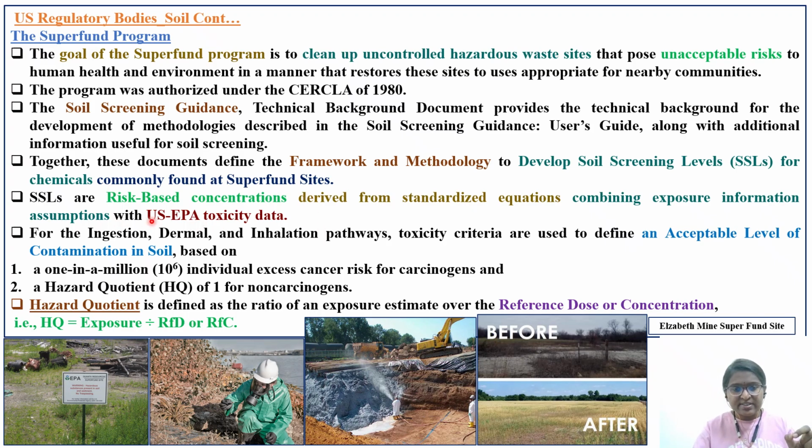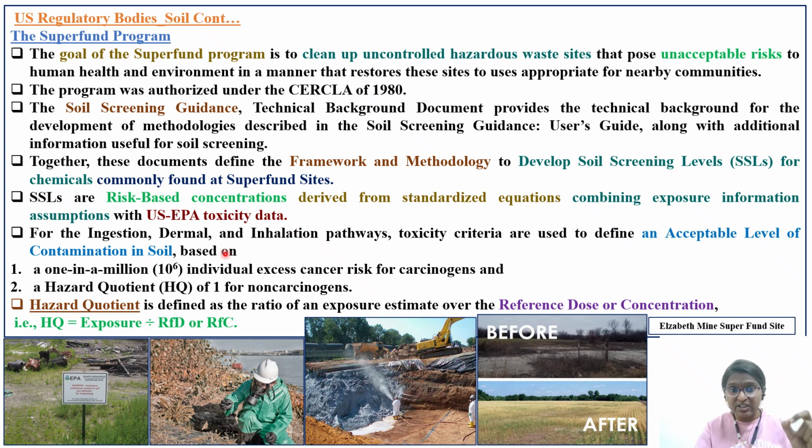SSLs, that is soil screening levels, are risk-based concentrations. Again, this is very, very important. Again, the important role of this toxicologist is coming. You have to derive these risk-based concentrations from the standard equations combining exposure information assumptions with US EPA toxicity criteria. For example, say there is 1,4-dioxin, or this particular chemical. For that, as a toxicologist, you need to collect the data, all types of toxicology studies which are available. Then you have to identify an NOAEL. Again, applying safety factors, you will derive the concentration.